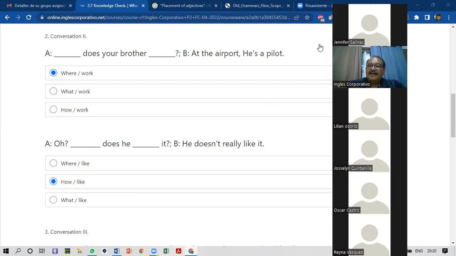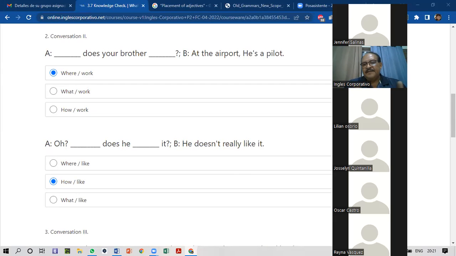Jocelyn, how do you like concerts? Repeat, please. How do you like concerts? Yes, I like them. A lot or a little? A little. Okay, good. How do you like concerts? La pregunta en plural, you can say, I like them a little. Okay, I like them a little.